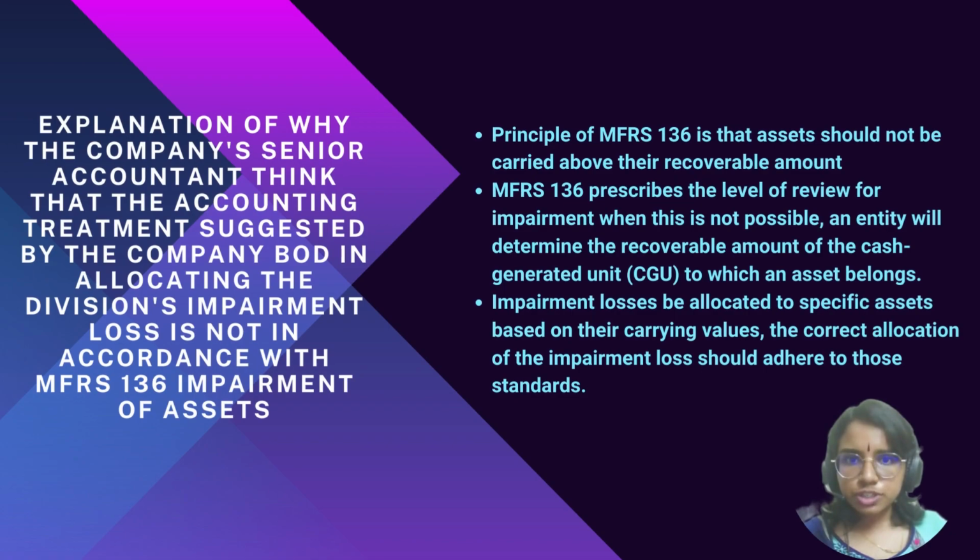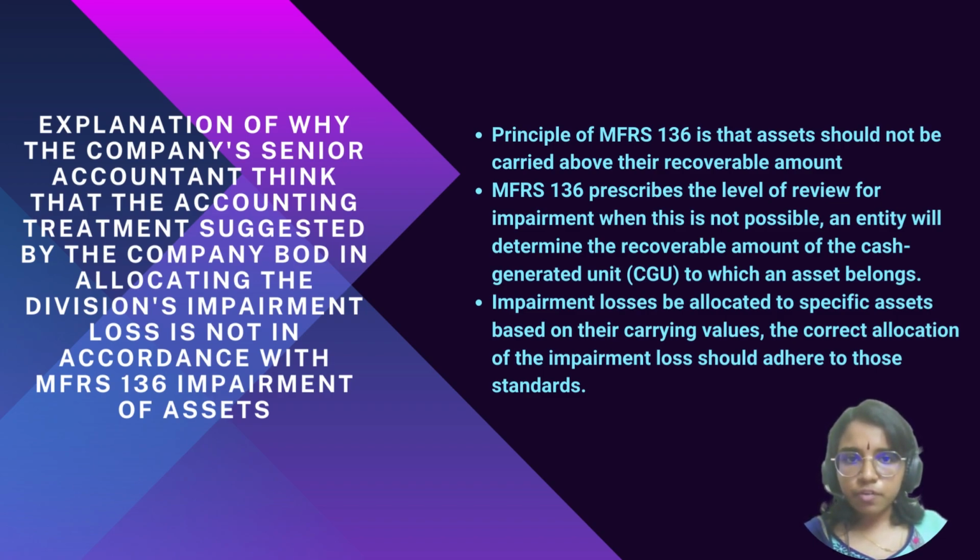So the last question is about the explanation of why the company's senior accountant thinks that the accounting treatment suggested by the company, which is that the impairment loss of the Jati District division should be allocated to the asset that has the highest carrying amount, is not in accordance with MFRS 136 Impairment of Assets. And also we need to determine the correct allocation of the impairment loss.